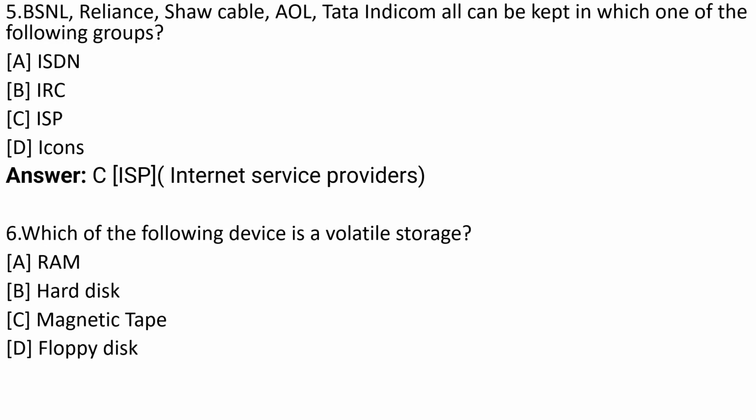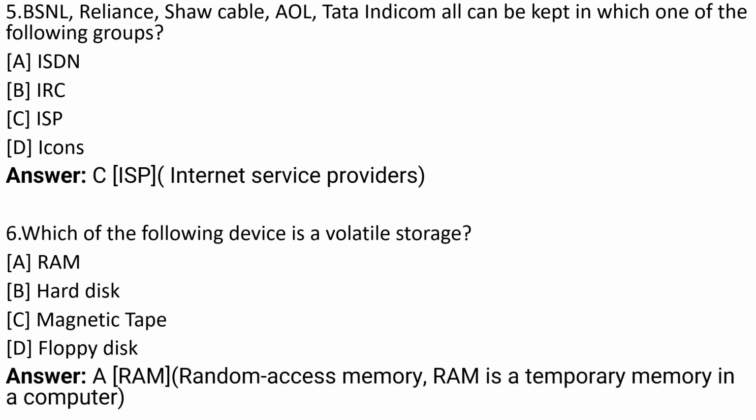Question number 6. Which of the following device is a volatile storage? Option A, RAM. Option B, hard disk. Option C, magnetic tape. Option D, floppy disk. And the answer is option A, RAM. And its full form is random access memory, and RAM is a temporary memory in a computer.